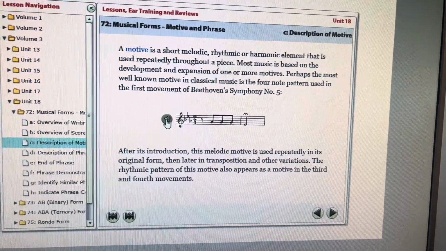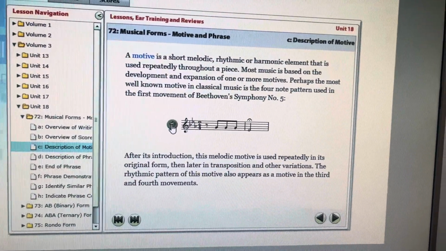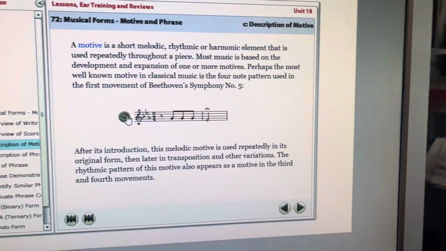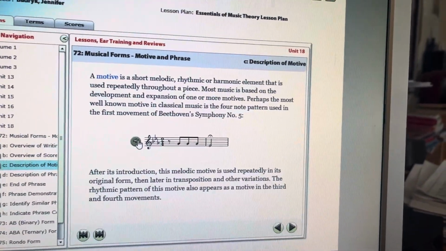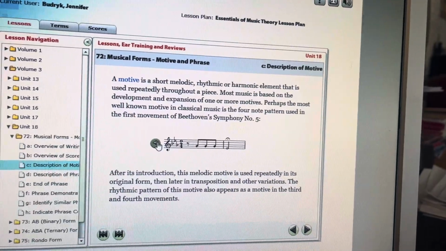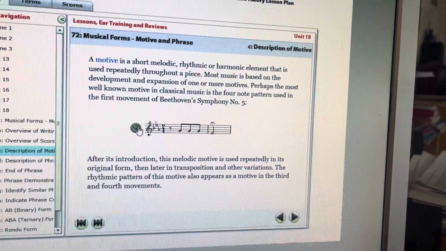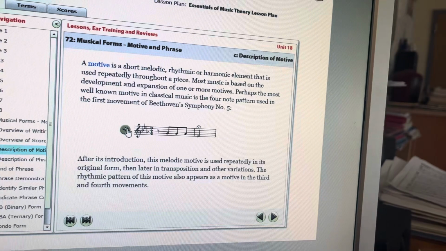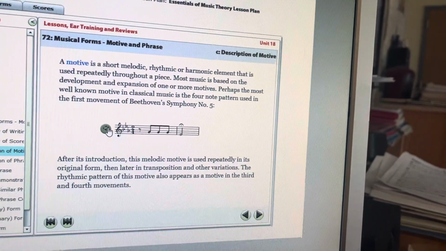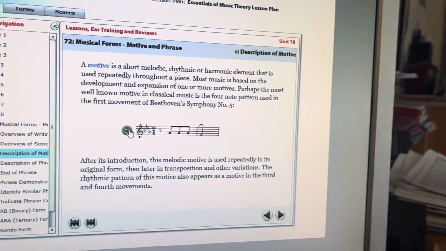So if you know this piece, you know that that little four-note motive happens throughout the entire piece. Sometimes as the melody, sometimes just as kind of the background, and you don't even really know it's there until you're listening kind of underneath all the other things.